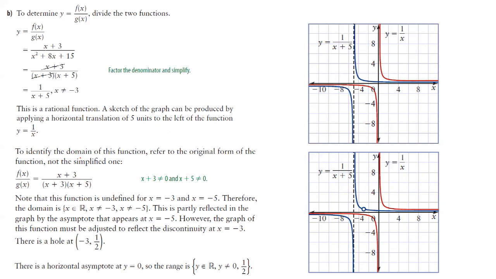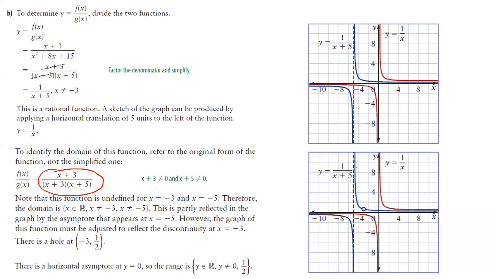And to identify the domain of this function, refer to the original form of the function, which is this one, right? And as you can see here, the denominator cannot be 0. So that means x plus 3 cannot be 0 and x plus 5 cannot be 0. That means x cannot be minus 3 and x cannot be minus 5. So the domain is x belongs to the real number set, but x cannot be minus 5 or minus 3, okay?